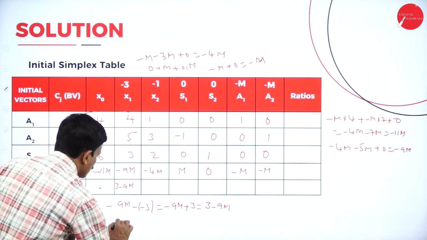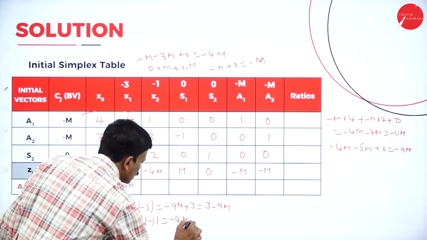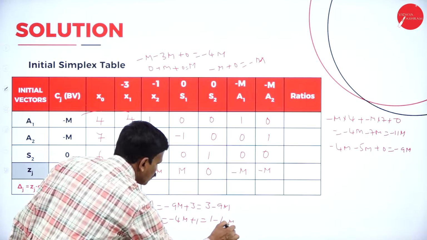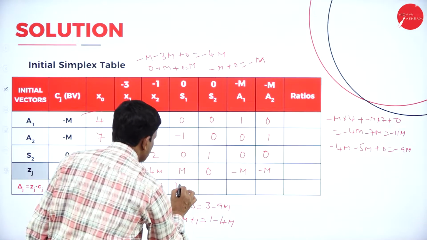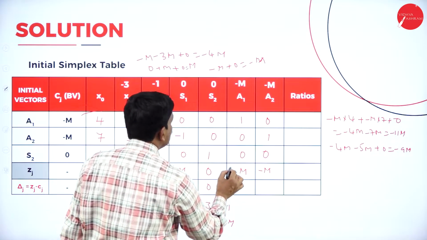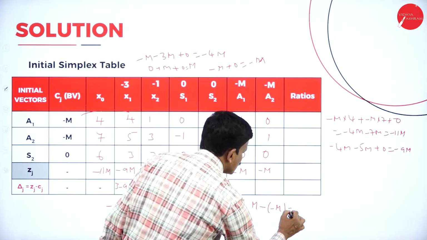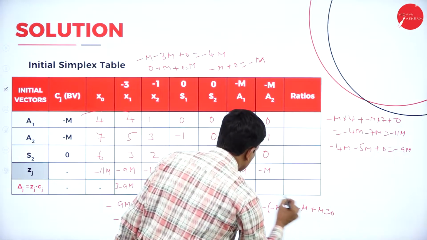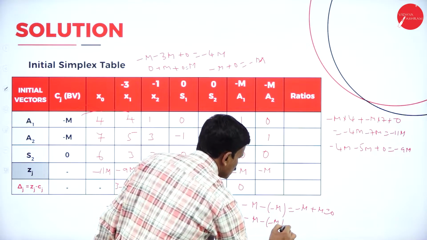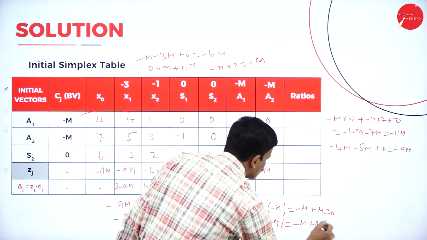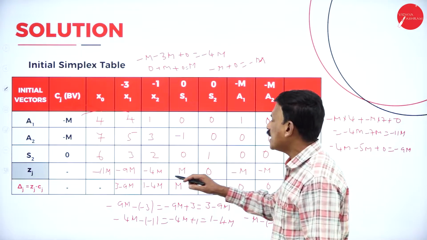Now, let us come to this: minus 4m minus of minus 1. This is minus 4m, minus into minus plus 1, so it is 1 minus 4m. m minus 0 is m. Again 0 minus 0 is 0. Here minus m, minus of minus m, minus into minus plus, that is equal to 0. Similarly, minus m, minus of minus m, this is minus m plus m, which is 0. Okay, so this is how we are going to get the values of delta j and zj.